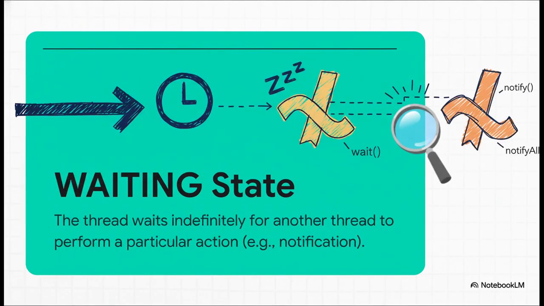Next, we have the waiting state. Now, this is all about teamwork and coordination. A thread goes into this state on purpose by calling something like Object.wait or Thread.join. It's basically saying, hey, I'm going to sit here and wait indefinitely until another thread gives me a specific signal, usually with a notify or notifyAll call.